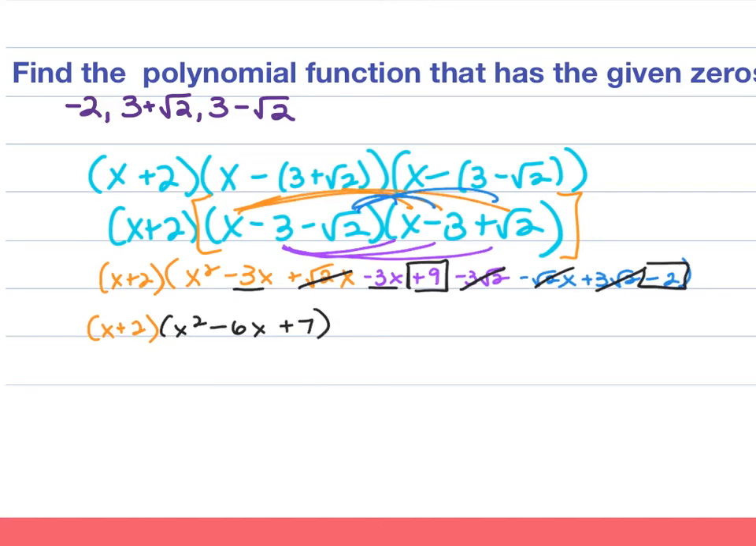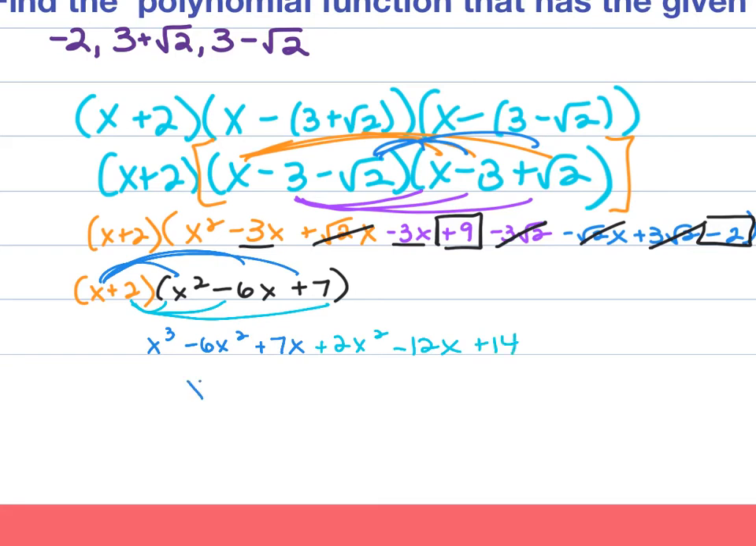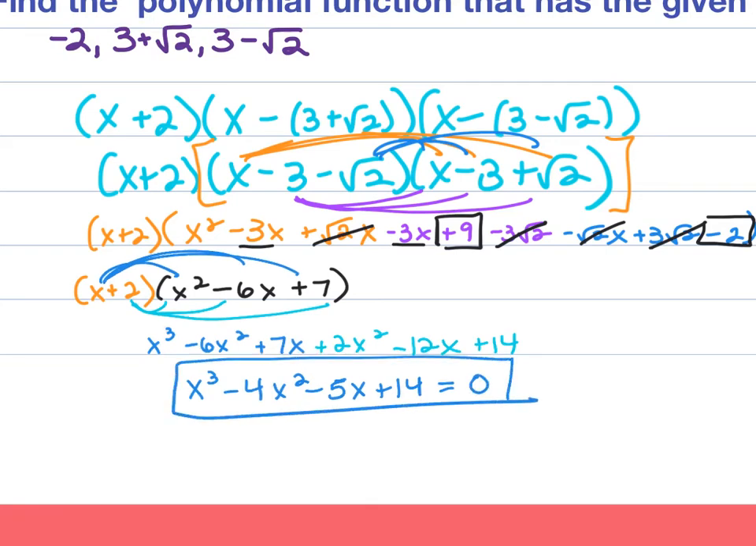Now I'm going to FOIL out what's left. X times x squared is x to the third. X times negative 6x, negative 6x squared. Positive 7 times x. 2x squared, negative 12x, positive 14. x to the third, minus 4x squared, minus 5x plus 14 equals 0, or f of x, because that's implied by saying these are solutions.